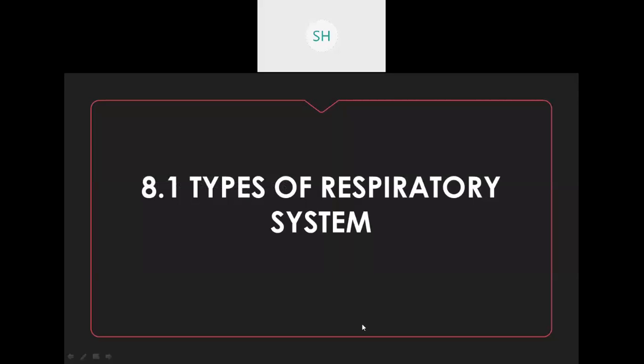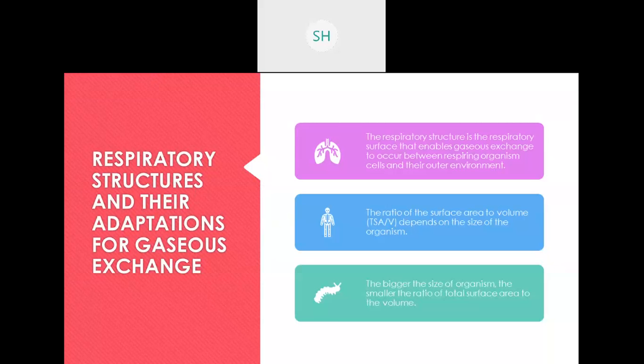So now start with the first subtopic, which is types of respiratory system. Now we move to the respiratory structures and their adaptation for gases exchange. Basically, the respiratory structure is the respiratory surface which enables the gases exchange to occur between the respiring organisms' cells and their outer environments. Gases exchange means the exchange of respiratory gases, for example, oxygen and carbon dioxide.